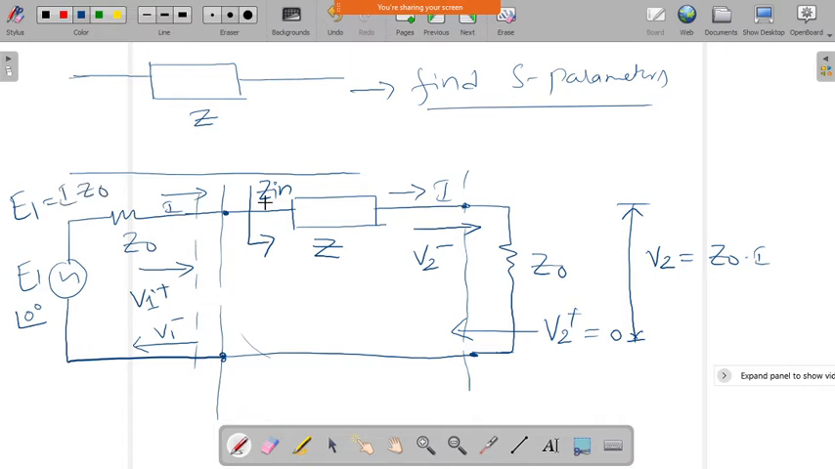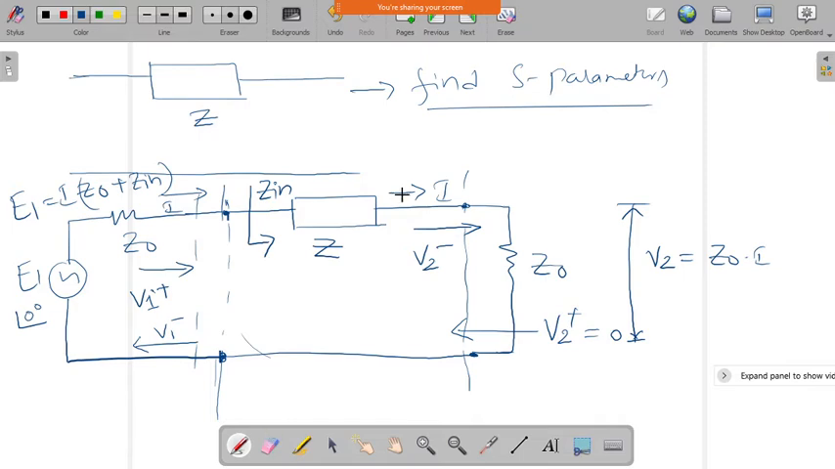Even if I take the input into consideration, if this complete network is replaced by the input impedance, then we can write E1 as I into Z0 plus Zin. That is the input impedance seen from this point into the network.